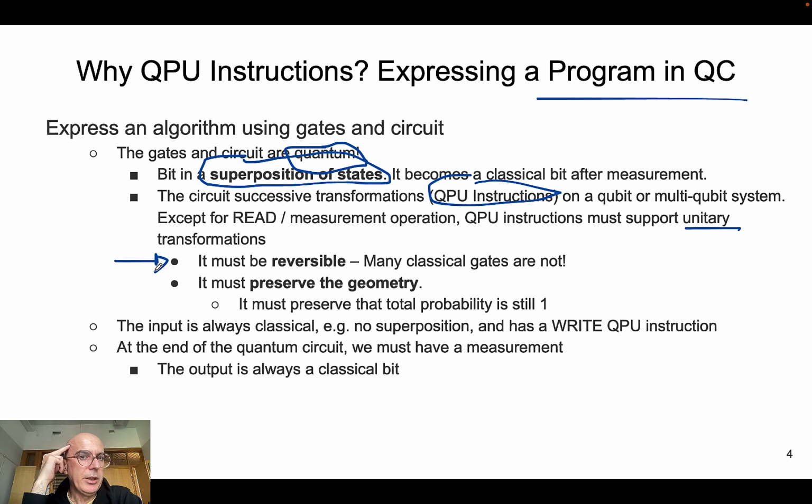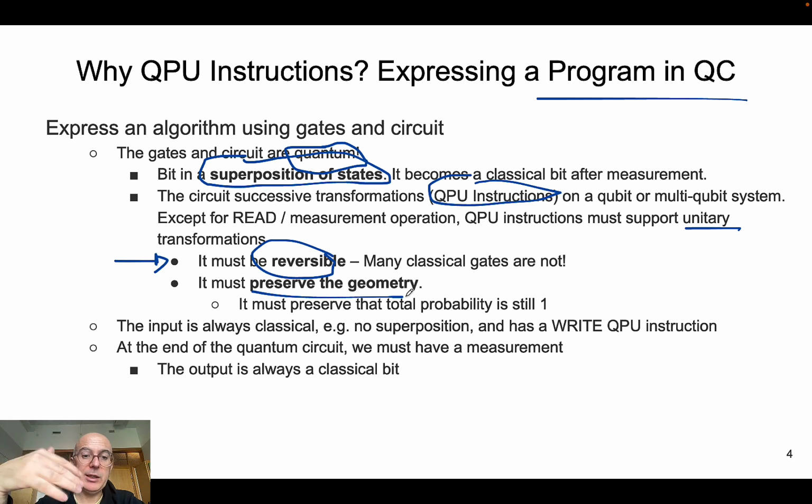Think about the AND gate. If you have an output that is 1, you don't know what the input actually was. So we're going to work on quantum gates that must be reversible. The other property that any quantum gate must satisfy is that quantum gates must preserve the geometry. This translates to the fact that whenever we do a transformation on our state vector, the total probability expressed by the quantum vector must be equal to 1.